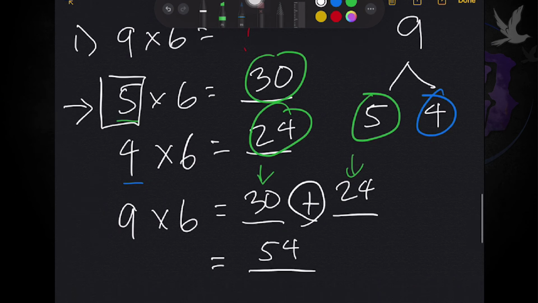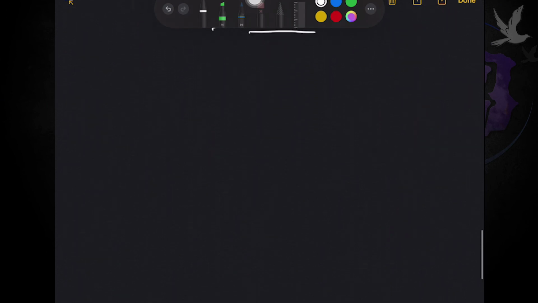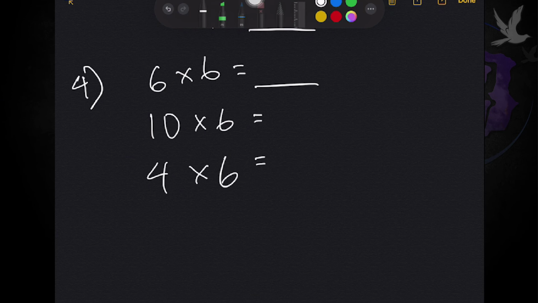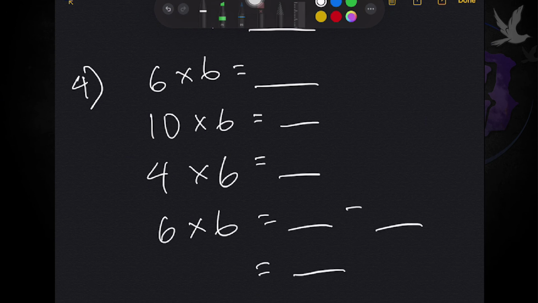For number 4, 5, 6, still the same page, page 66, the process is different again. Okay? Let's say for number 4, I will help you, I'm not going to make use of the example given. So, we have 6 times 6. Shouldn't you already know the answer to that? 10 times 6. 4 times 6. We have 6 times 6 again, which will give you a number, and subtract it to a certain number, which will lead you to your final answer. Okay, here we are again.